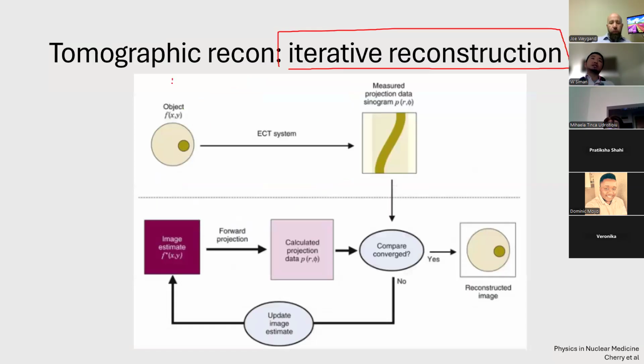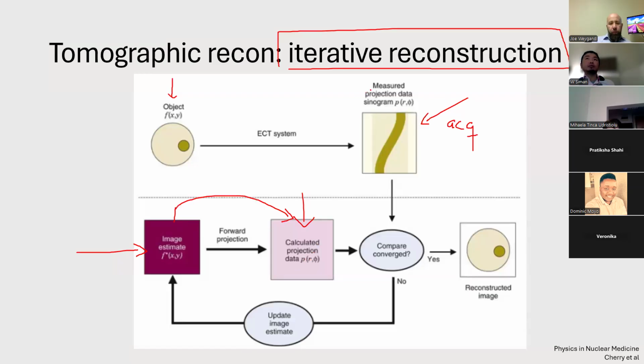So let's say you start with an object, and you acquire the projection; this is your acquired projection. Then I start with some image estimate. You can estimate it as a blank, it doesn't matter. If I have some estimate of the object, or a blank object, I can calculate the projections. If the image looks like this, then the projections will look like that. And there's the calculated projection.